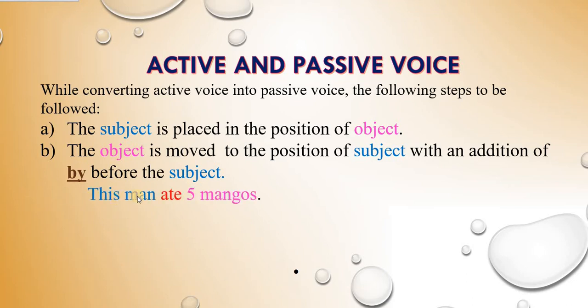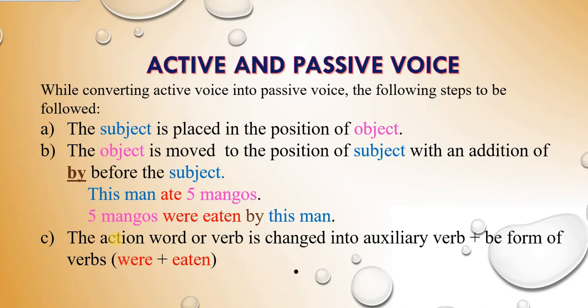See this example. This man ate 5 mangoes. Here, this man is the subject, 5 mangoes is the object. This is an active sentence. This becomes passive and 5 mangoes come to the position of subject and this man comes to the position of object. But still, this man only ate all the mangoes. So, by is added before this man.